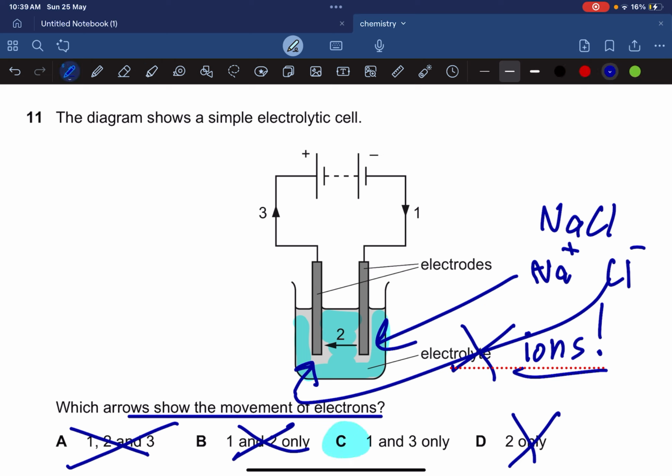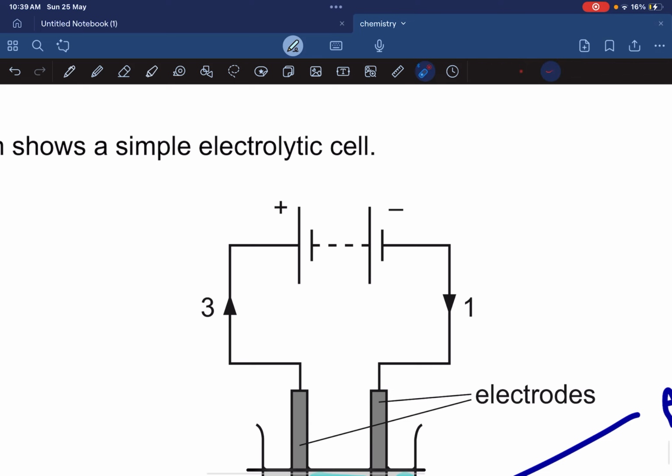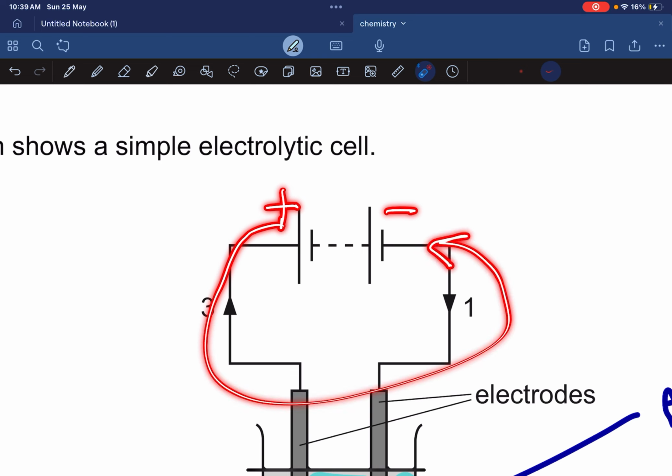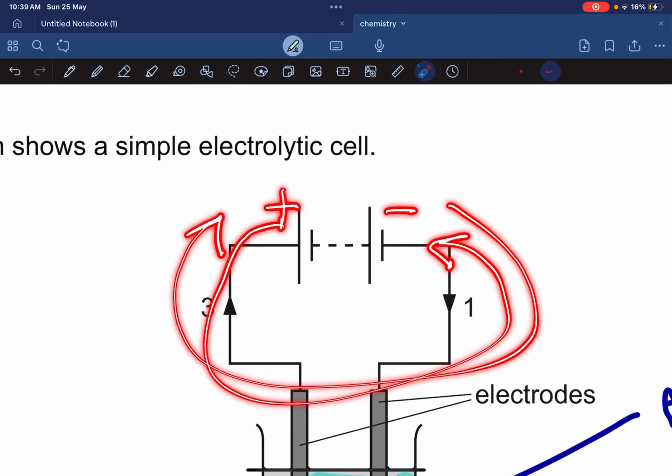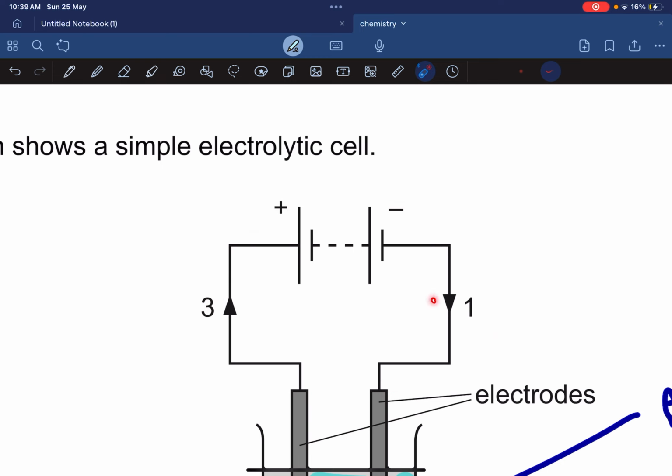And that's simple. How does your conventional current move? What's the movement of conventional current? From positive to negative moves your current. And electrons flow opposite to the movement of current. ठीक है? They flow from negative to positive. Remember. And what's happening over here? It's moving from negative towards positive. Just think about it.